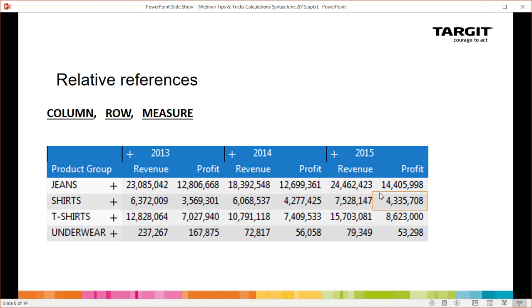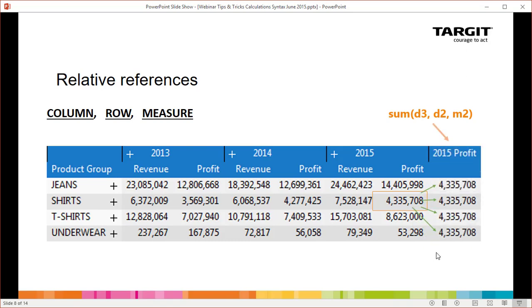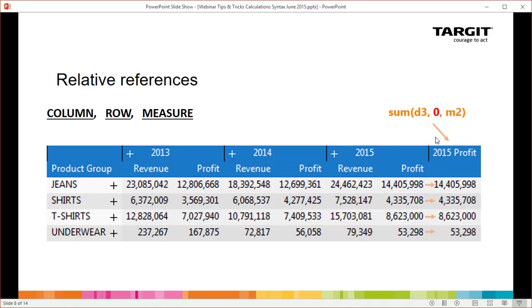You can also have relative references. So if I have this single cell here, it can be referred to as D3, third column, D2, second row, and second measure, M2. If you put that in as a calculated column, you'll actually get the exact same number all the way down, the same value. Very often, that's not what you want. So instead of using D2 as your row reference, use 0. That's a relative reference. So now we're just relatively pegging values from the current row.